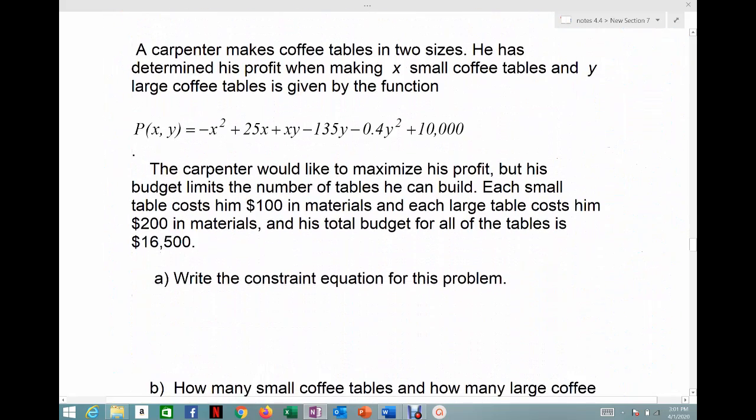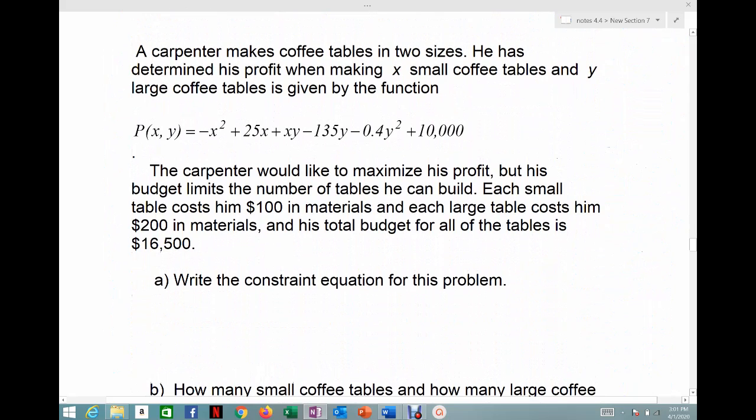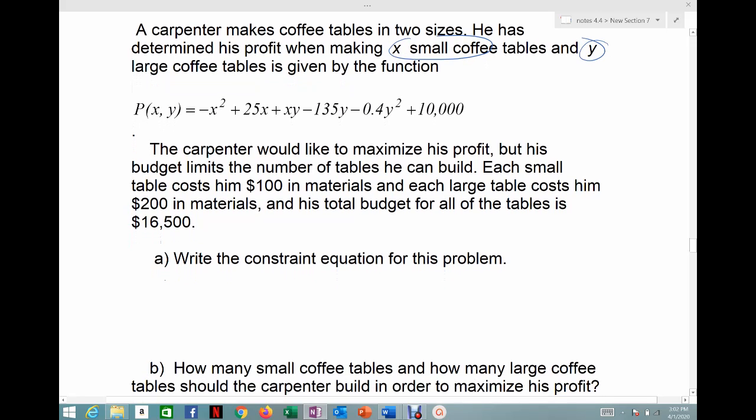Alright, the next example. A carpenter makes two different kinds of tables. Alright, a small table which represents the x value, and a large table which represents the y value. The profit equation is given by that equation there. Alright, the carpenter would like to optimize his profit, but his budget limits him to the numbers of tables he can build.